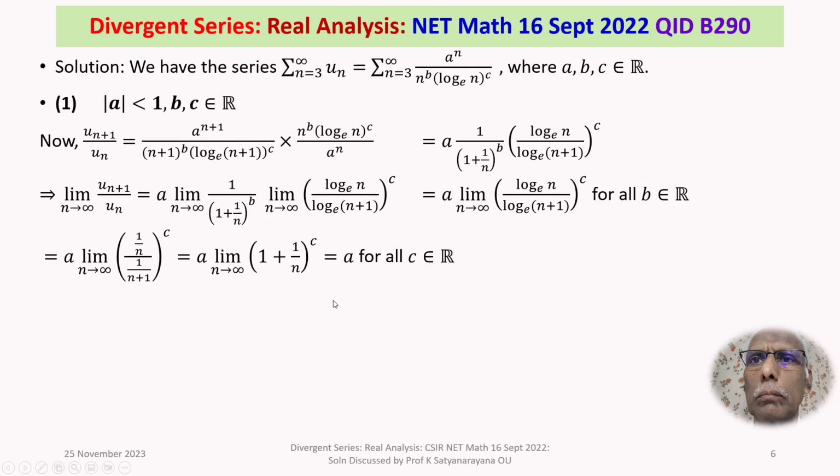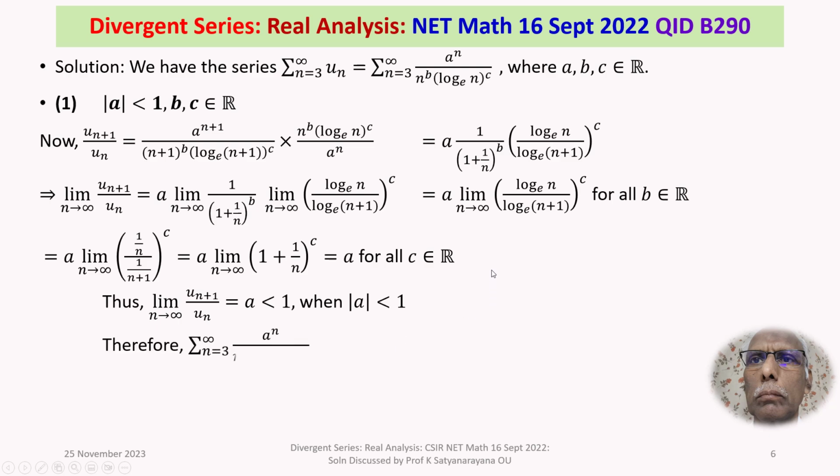So the answer is a, and the limit un plus 1 by un is equal to a, which is less than 1 when mod a less than 1. Agreed. So for all values of mod a less than 1, a will be less than 1. So we apply the ratio test. By D'Alembert's ratio test, this series is convergent for all values of mod a less than 1, b, c belongs to R.